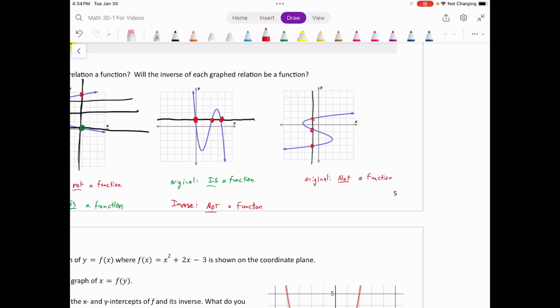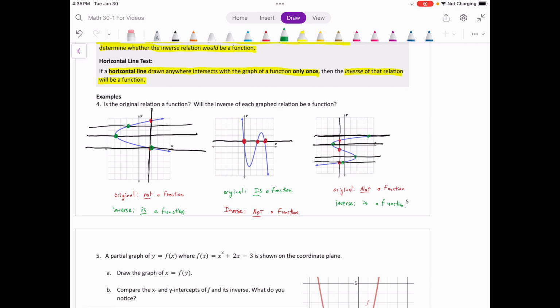But the inverse looks a little more promising, right? Horizontal line. Okay, only one intersection. Examining this value of y, which will become a value of x when I take the inverse, only one intersection. So the inverse looks to be a function. I see one intersection, one intersection, one intersection. So the inverse is a function, or will be, I guess you could say, because we haven't actually taken the inverse here. We're thinking about, would it be a function?